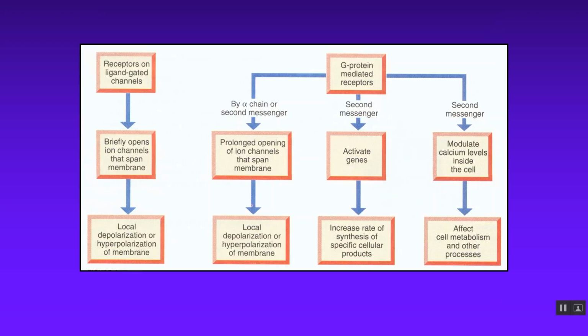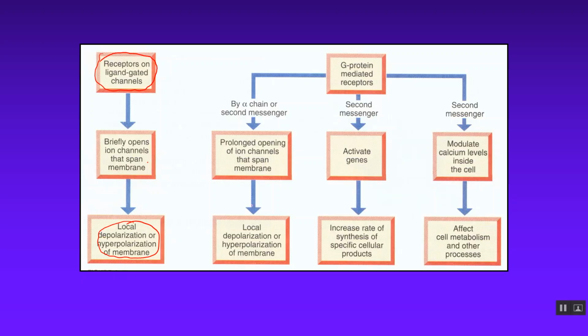So here's from your book that summarizes these events. So here's our fast-acting ligand-gated channels, the most common we see. Briefly opens ion channels that span the membrane. Neurotransmitter binds, opens the channel, quick, releases, off, closes, okay? And that causes either local depolarization or hyperpolarization, so excitatory or inhibitory postsynaptic membrane potentials.